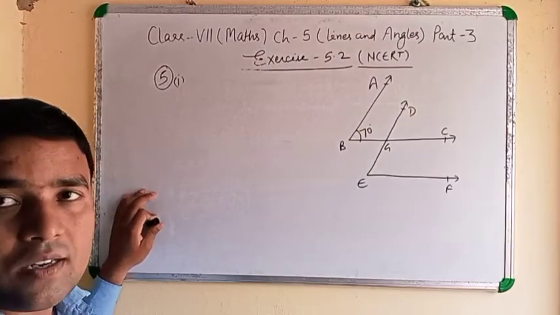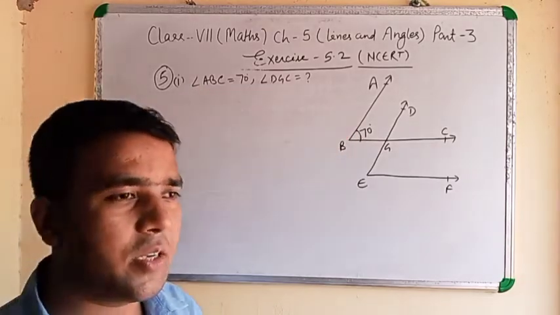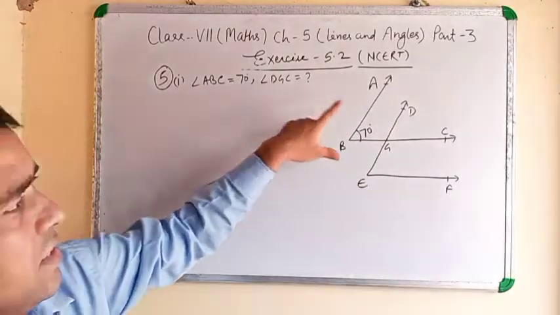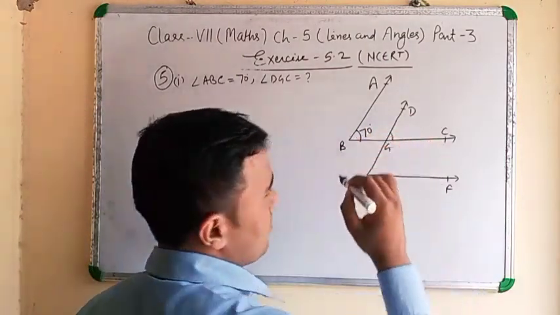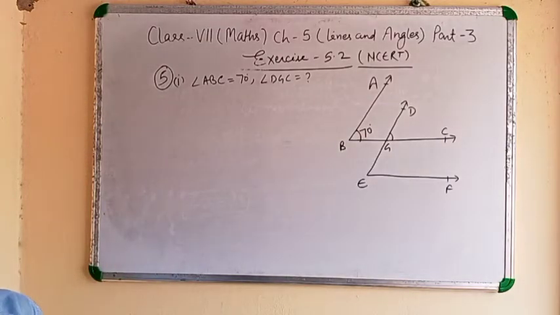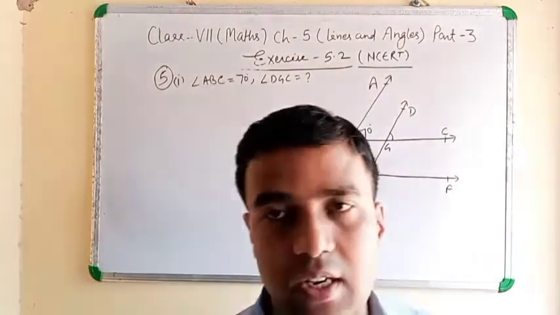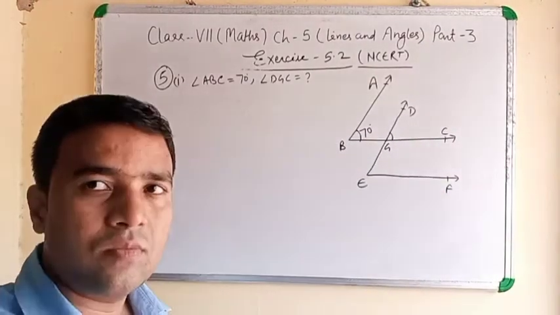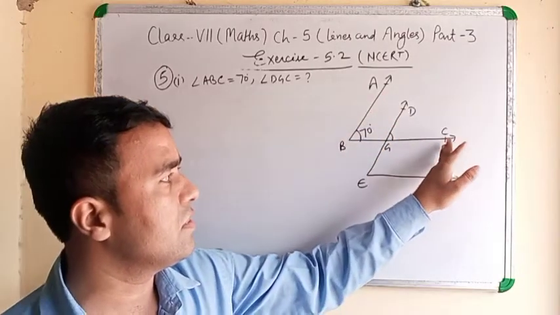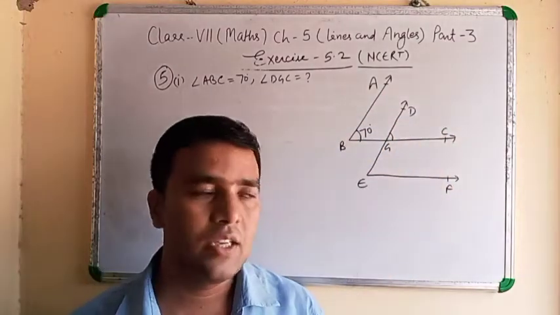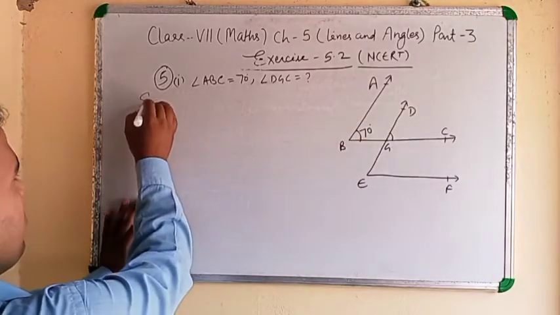First part, angle ABC is given. In the first part, ABC equal to 70 is given in your figure. It is asking angle DGC, this one is asking. Clear? So you don't write it directly. It is a corresponding angle. First you will write, yes, it is corresponding angle. No problem. Angle ABC equal to angle DGC, corresponding angle. You can do it directly, but first you will write the solution.